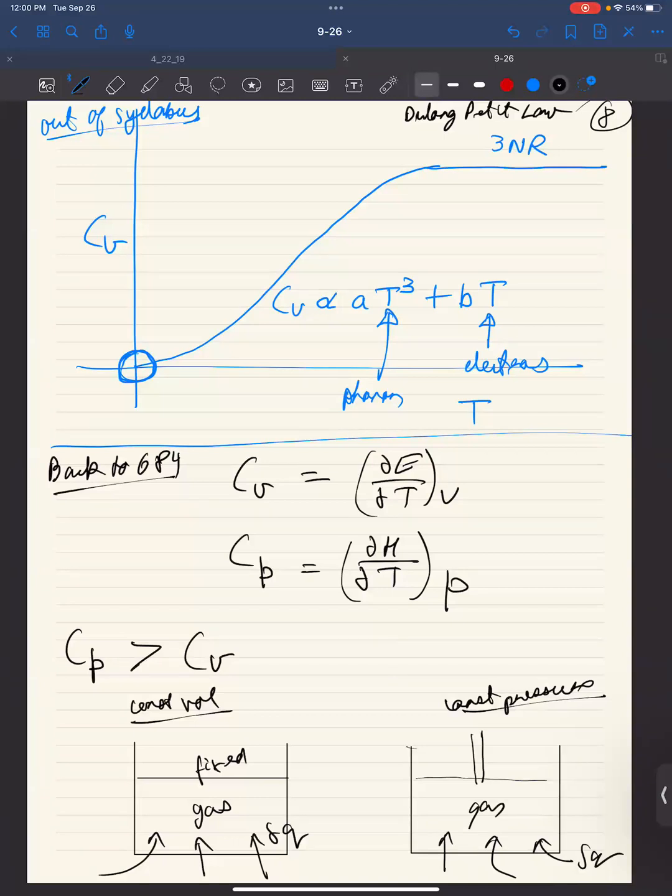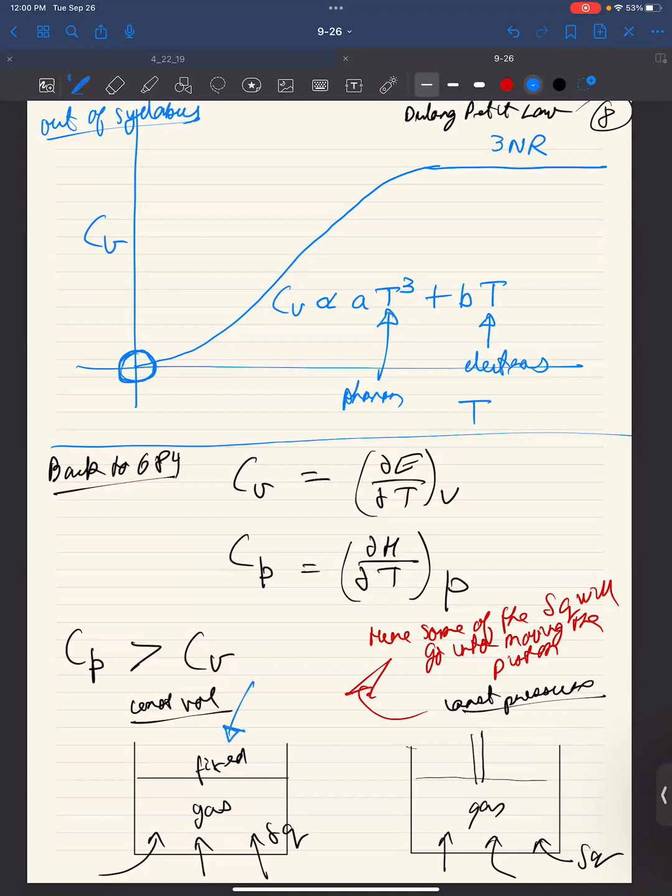Some of the heat, let me write it down in here, some of the delta Q will go into, not changing, into moving the piston, in the constant pressure process, right? In the constant volume process, all heat goes to the gas molecules. So for the same amount of temperature change, in constant volume you need slightly lower delta Q than in the right one. Okay, so this is the intuitive argument. Does it make sense?